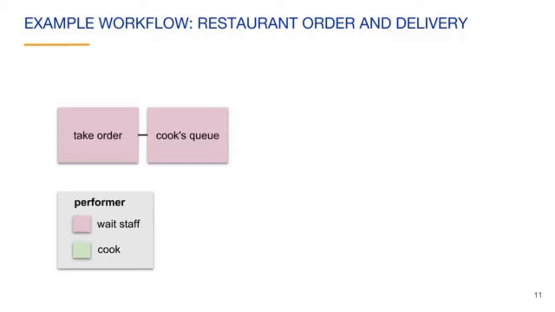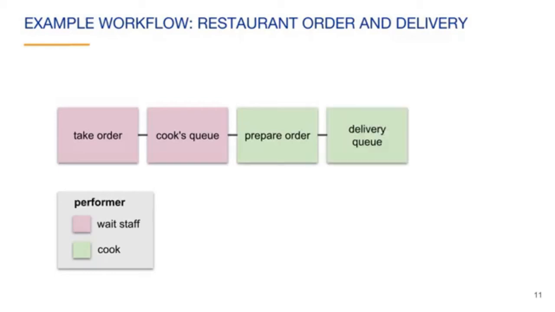It's placed in a queue because the cook can only start the order when they have bandwidth. In the third step, the cook takes the order from the incoming queue and begins to prepare it. In the fourth step, the cook has finished the preparation and adds the order to the delivery queue.